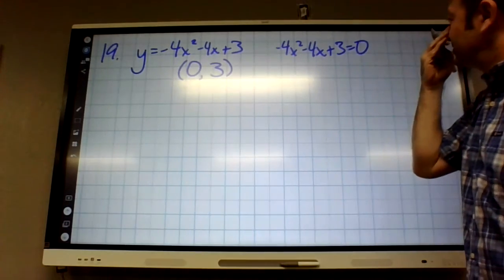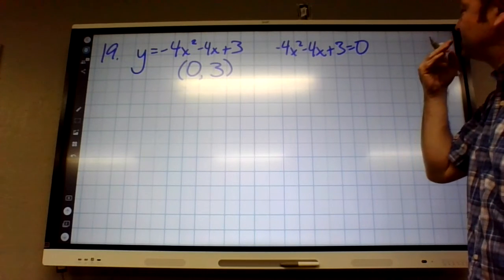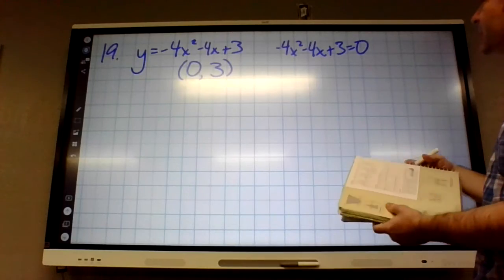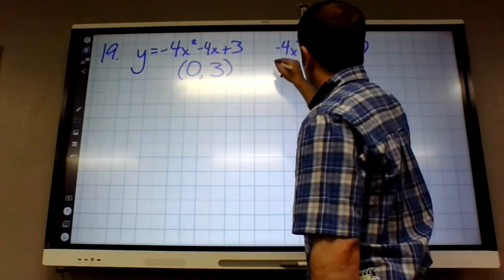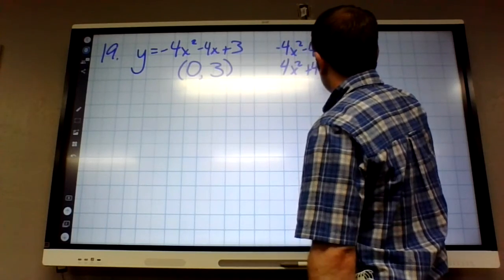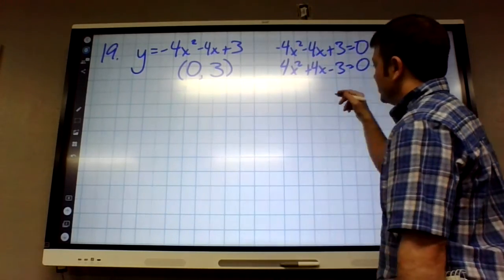Does it factor? Yeah, it does factor. I'm going to multiply both sides by -1 to get rid of that negative there.